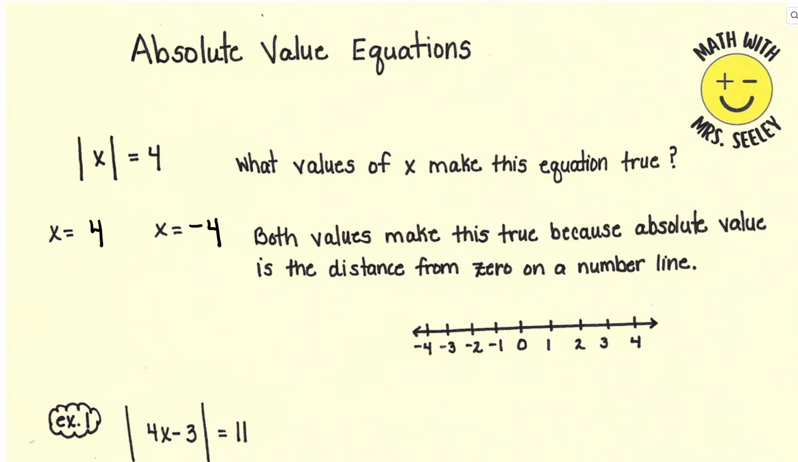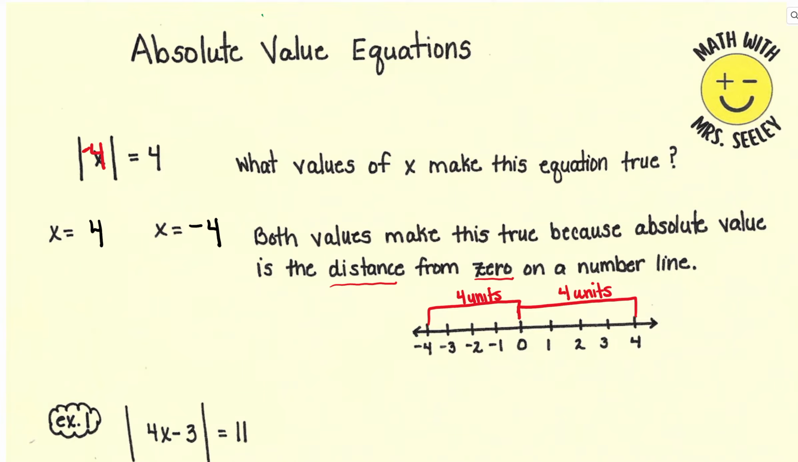The reason is because absolute value is the distance from 0 on a number line. And we know that 4 is 4 units away from 0, and negative 4 is also 4 units away from 0. For that reason, I can put a 4 and it's true. I can put a negative 4 and the absolute value of negative 4 is still 4.